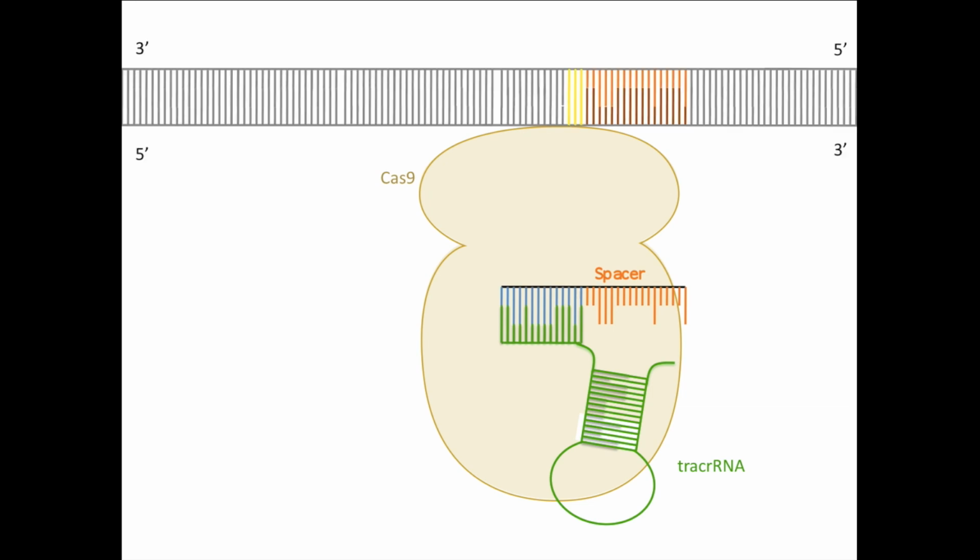The DNA that is targeted for cleavage has two main regions of importance. The first is a region called the protospacer, which matches up with the sequence in the spacer. The side that is complementary to the spacer is the target strand. The side that is identical to the spacer is the non-target strand. The second region of importance is the nucleotides adjacent to the protospacer called the protospacer adjacent motif, or PAM.